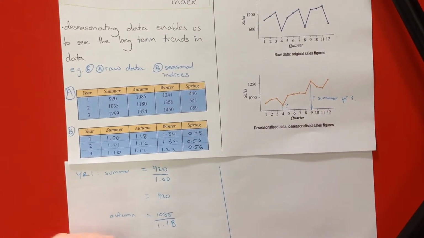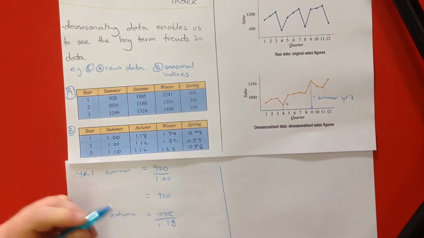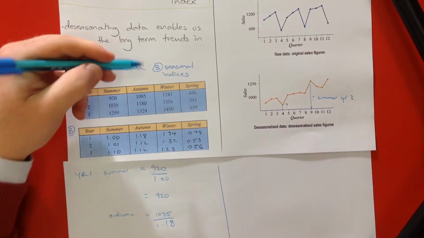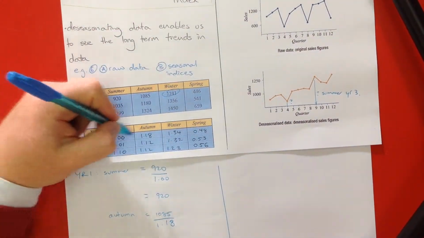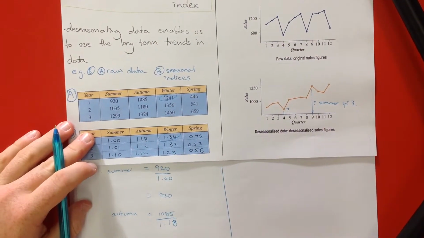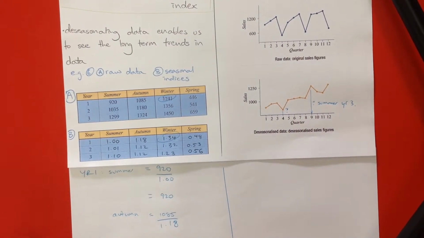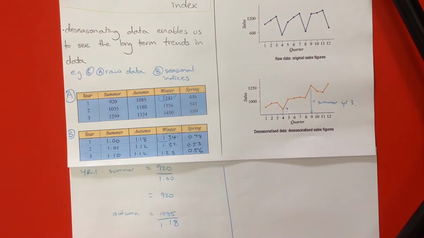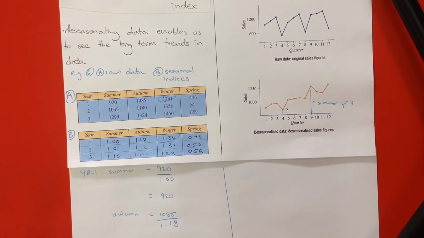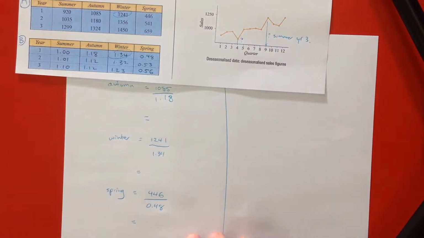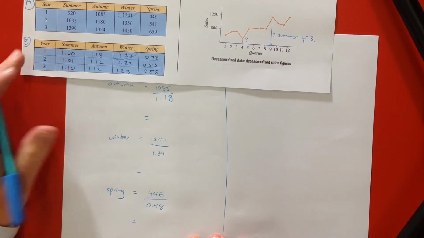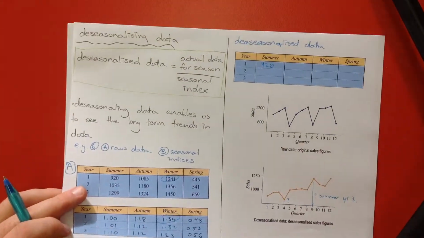Winter, so actual data for winter 1241 divided by 1.34. So we're doing winter year 1, that's this one here, and then winter year 1, that's this one here. Actual divided by our seasonal index. Again, I'll figure that one out in a minute. And spring, which is 446, our actual data, divided by our seasonal index 0.48, and again I'll fill that out in a minute. So I've just continued that one down the page for you. Right, I might pause the video there. I'm going to quickly fill out all of them, and then we can finish off and round off our deseasonalising of our data.